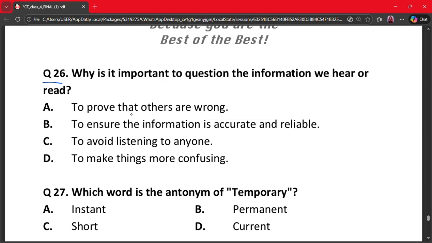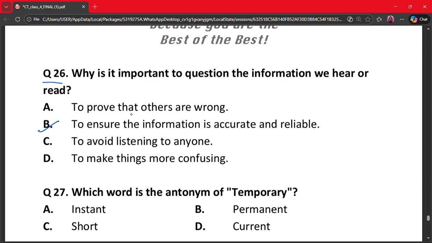Our next question is question number 26. Why is it important to question the information we hear or read? A. To prove that others are wrong. B. To ensure the information is accurate and reliable. C. To avoid listening to anyone. And D. To make things more confusing. The correct answer is option B. Questioning helps verify facts and it also prevents misinformation.